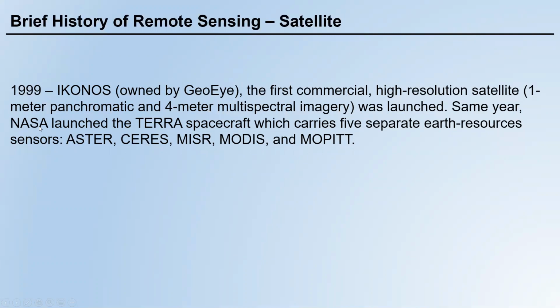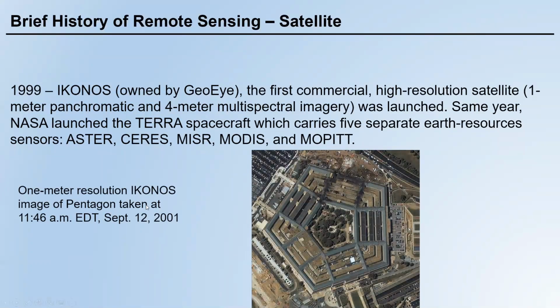And in the same year, NASA launched the Terra spacecraft, which carries 5 separate Earth resources sensors. ASTER is very famous. The rest of them, MODIS, is also very famous. It is widely used, and it can be considered the beginning of hyperspectral remote sensing. It's not that hyper, but MODIS has more bands than other traditional sensors. And here is a 1 meter resolution IKONOS image of the Pentagon, taken right after that terrorist attack. You can see a part of the building was hit by an airplane.